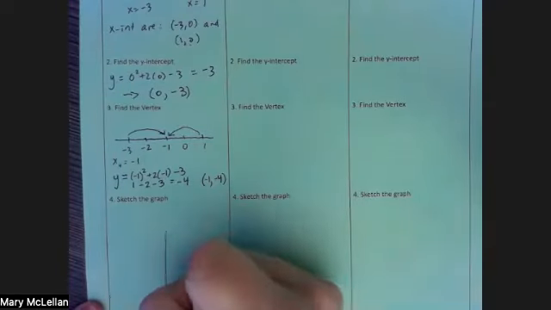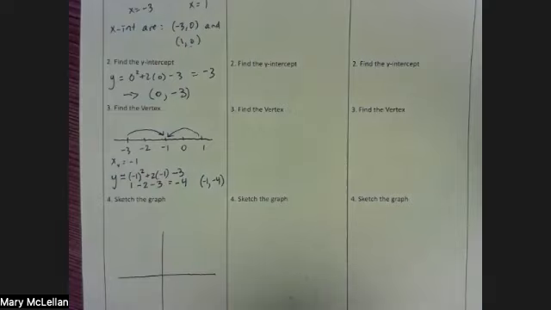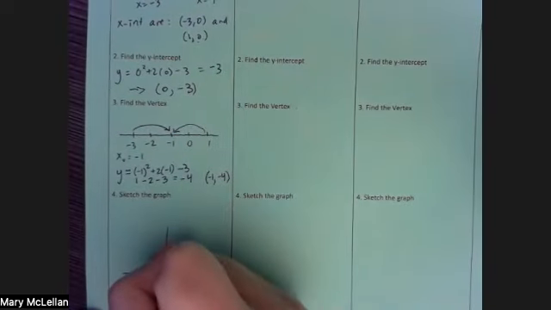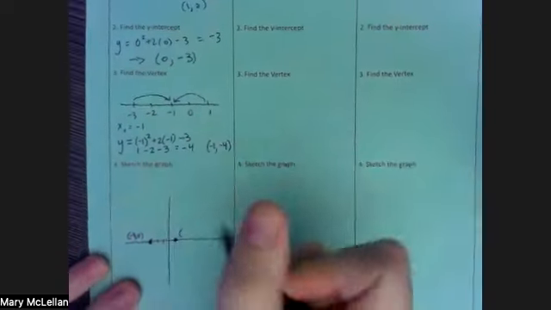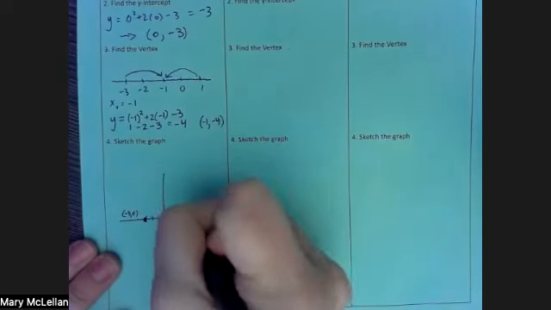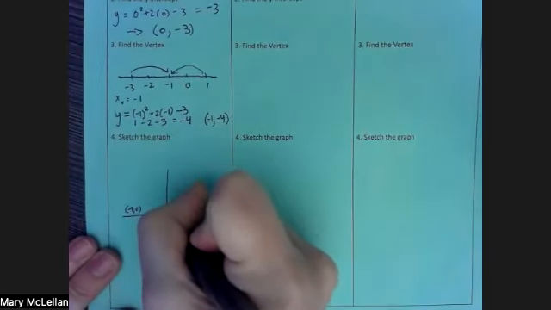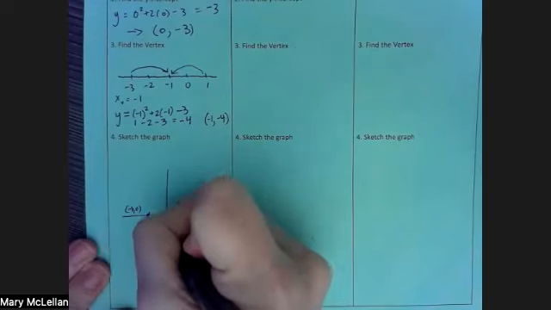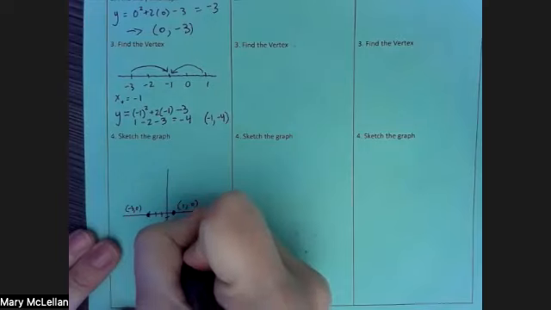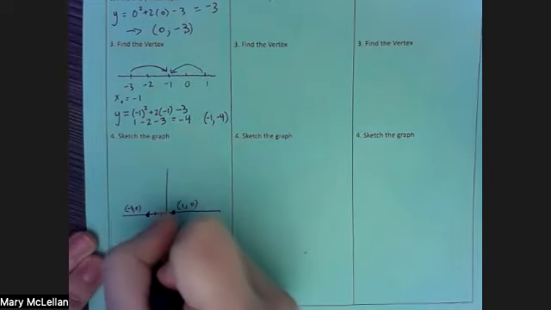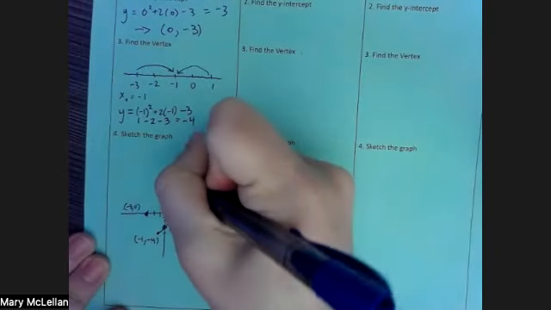Now I can sketch my graph. I only have to label my important points. Here's one of them. (-3, 0), that's one of my x-intercepts. (1, 0), that's another one of my x-intercepts. (0, -3), that's my y-intercept. (-1, -4) is my vertex. Okay, smooth curve.